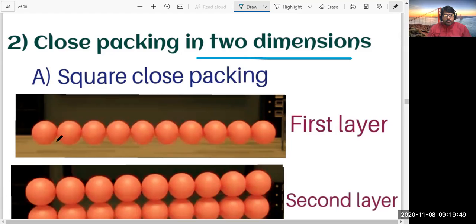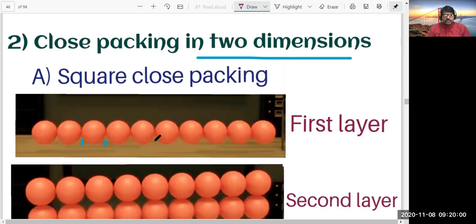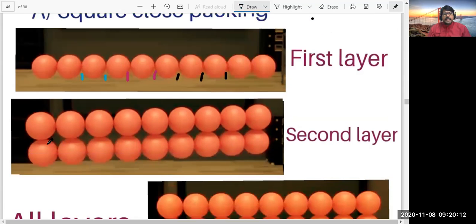And whatever places you are seeing here, these places are called depressions. These are the depressions. In case of square close packing, the particles of the second layer are not in the depressions; they are lying exactly below the particles of the first layer, instead of in the depressions. They're exactly below the particles of the first layer.